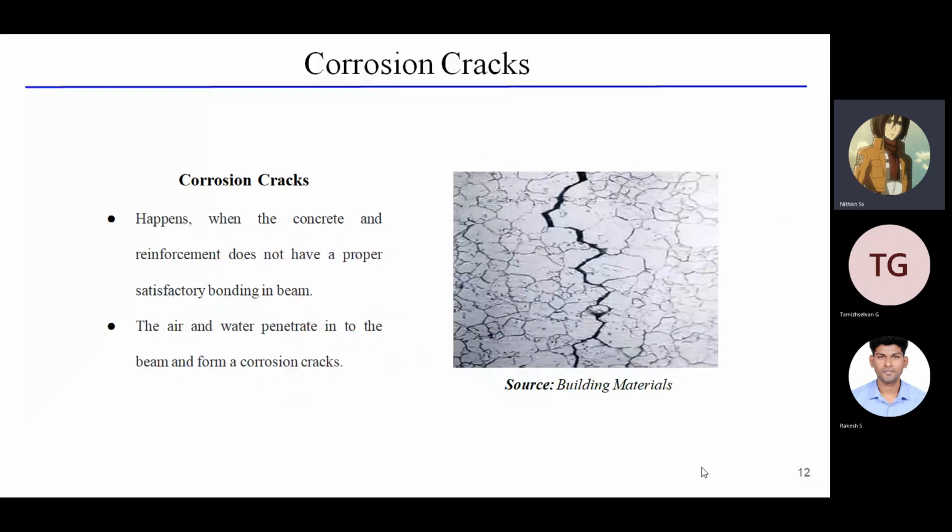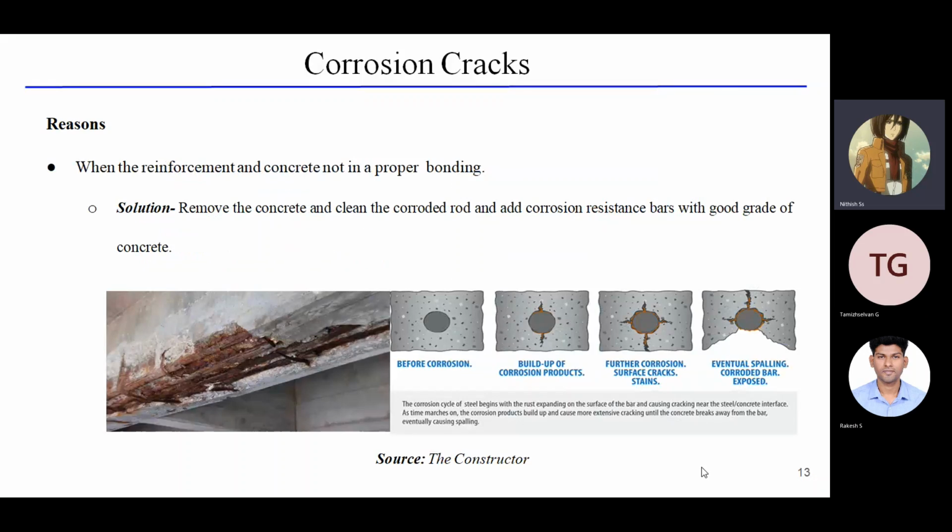Corrosion cracks are those cracks that happen when concrete and reinforcement do not have a proper bonding in the beam. As we know, metals are highly reactive with moisture. So this happens due to the growth of crack formation in a corrosive environment. This can lead to unexpected and sudden failure of normal ductile metal alloy, especially at elevated temperature.